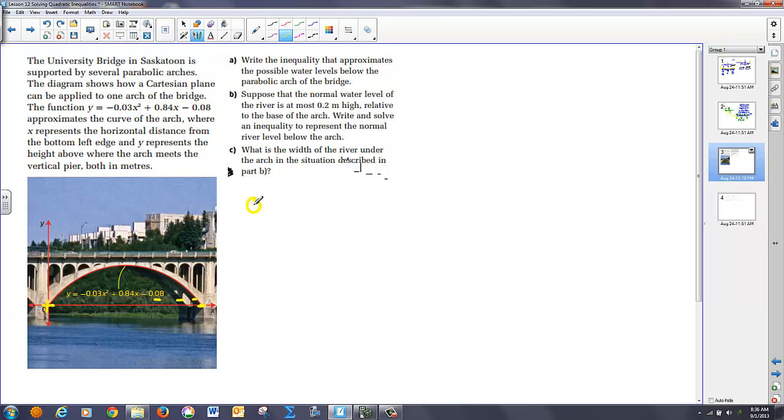Now I know that I can use f of x, g of x, doesn't matter. But we want to know when y is greater than or equal to, because the water would be rising above the arc, negative 0.03x squared plus 0.84x minus 0.08. And that's going to tell me when this water starts rising above the base of the arc.